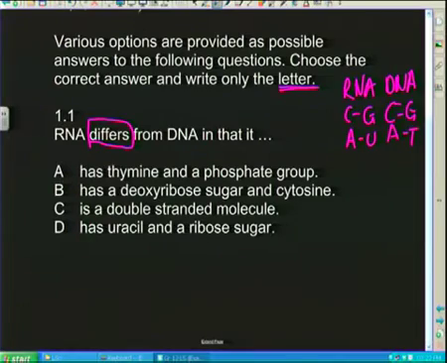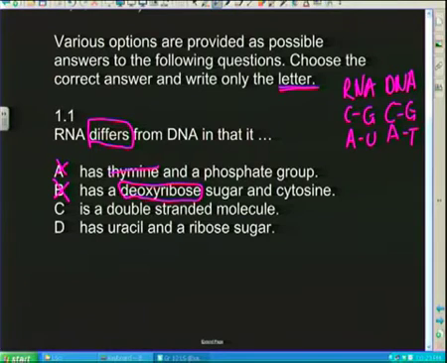Has thymine and a phosphate group. Already, if you have a look at that question that we did over there, RNA does not have thymine, so it cannot be A. Has a deoxyribose sugar and cytosine. That's DNA, so it cannot be deoxyribose. The reason being RNA is a ribose sugar, so we know it can't be B.